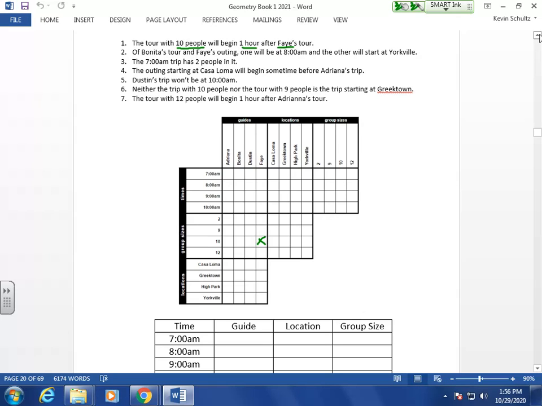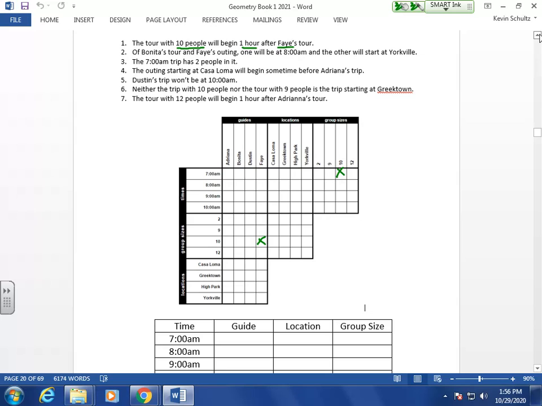Linnea? It's not going to be at 7, it's not going to be at 10. Why can't it be at 7? And why can't it be at 10? It's one hour after Faye's tour. So the tour with 10 people is 1 hour after Faye's tour, meaning the tour with 10 people can't be the first one of the day, because it comes after another tour, Faye's. So we can rule out 7 a.m. and 10 people there. You're kind of looking for the intersection of the information that you have. 10 people, 7 a.m., can't be that. So we're going to X out that.